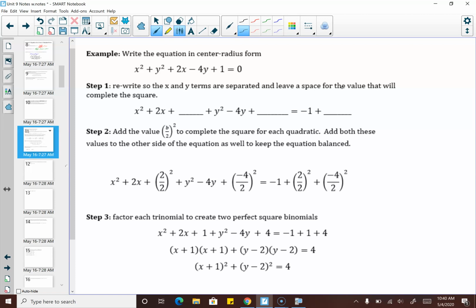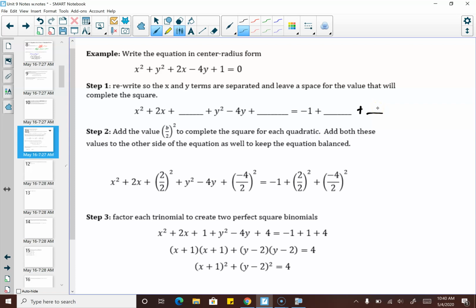Now I like to add something here. So notice we put the x squared and the 2x next to each other, then we put plus a line. We put the y squared and the minus 4y, and we put plus a line. And we also subtracted that 1 over to the other side. But now I always like to match. If I have 2 lines on the left, I like to have 2 lines on the right.